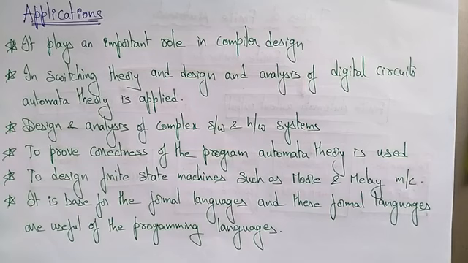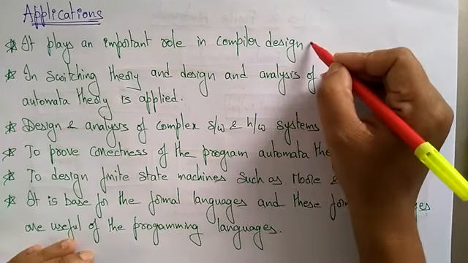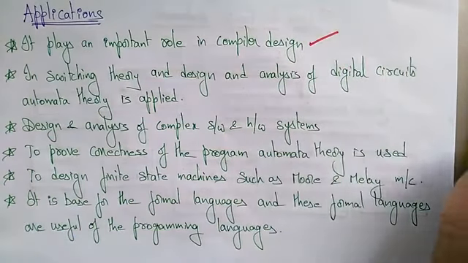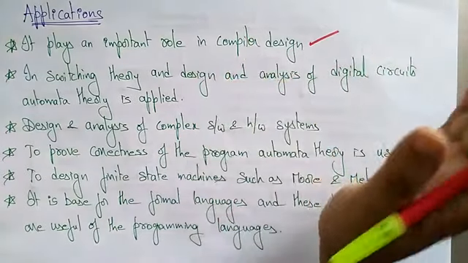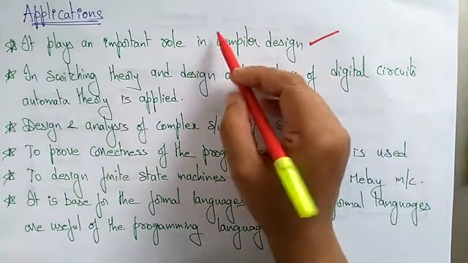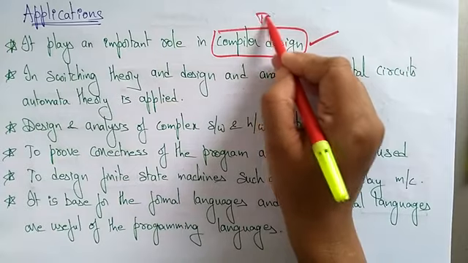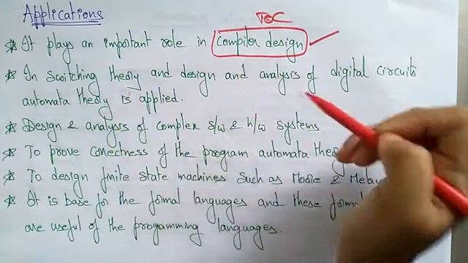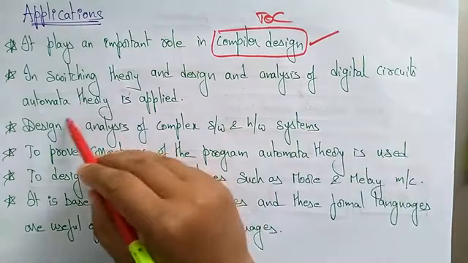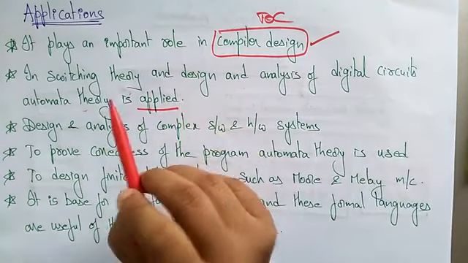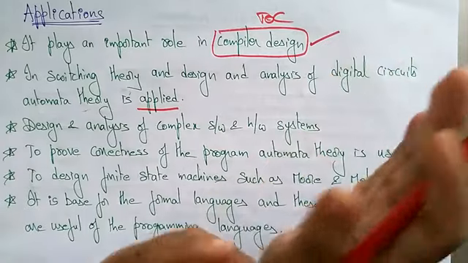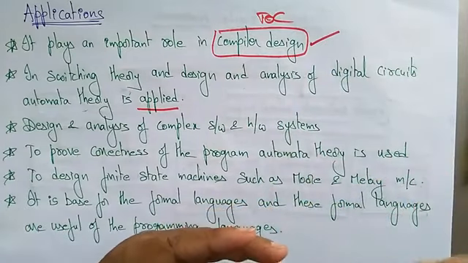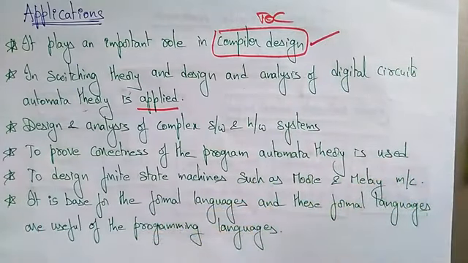The theory of computation plays an important role in compiler design. It is one of the important roles played by the theory of computation. In switching theory, and in the design and analysis of digital circuits, automata theory is applied. So these are the fields where we are using the theory of computation.